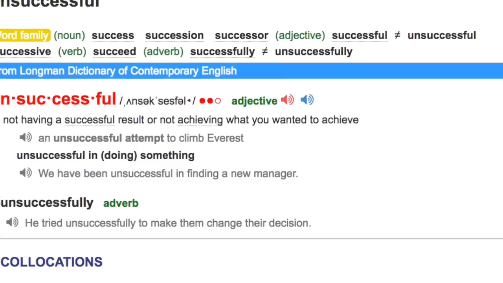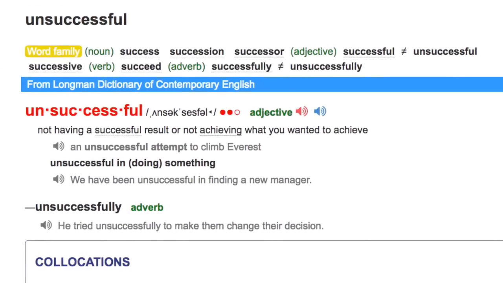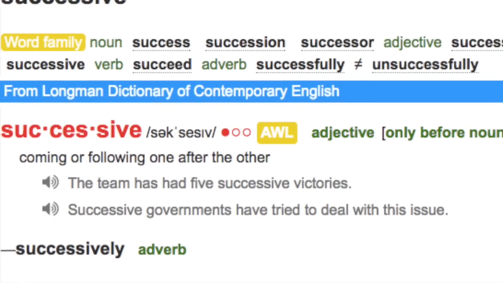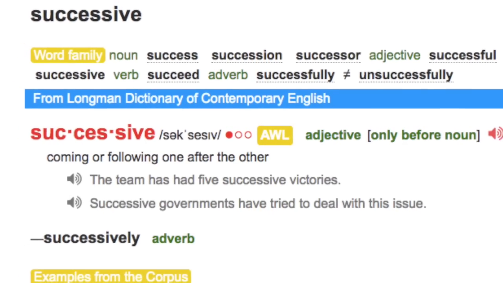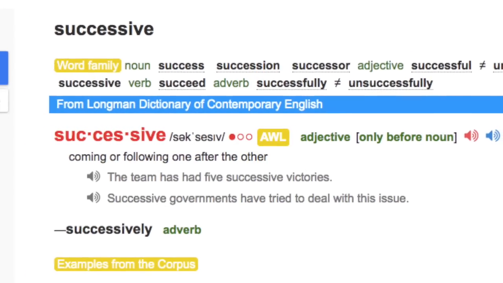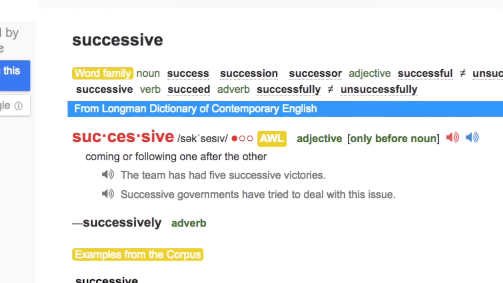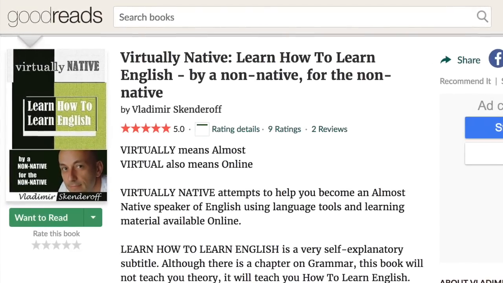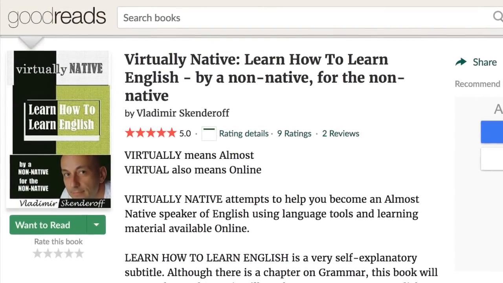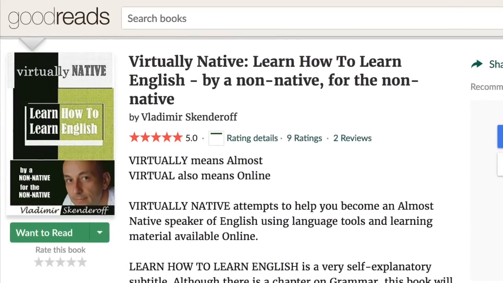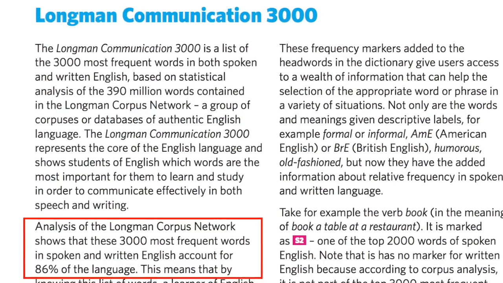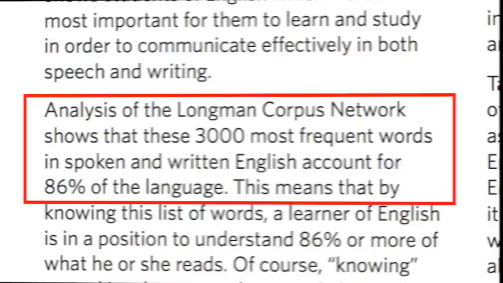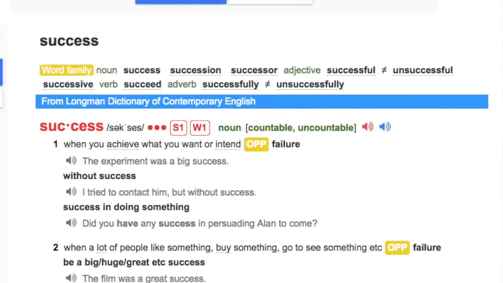For example, the word unsuccessful. It's marked as a two-dot word. And one-dot words, like successive for instance, are lower frequency words. Word frequency is something I talk a lot about in my book Virtually Native. Needless to say, you need to focus on high frequency words, the top 3000 most frequent words in English, which according to Longman account for 86% of the English language. Success is a high frequency word.